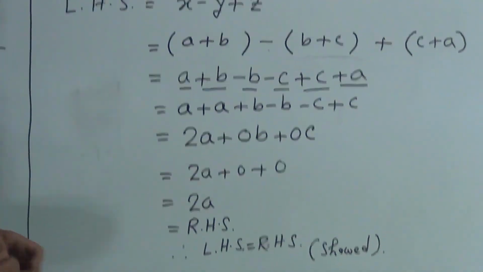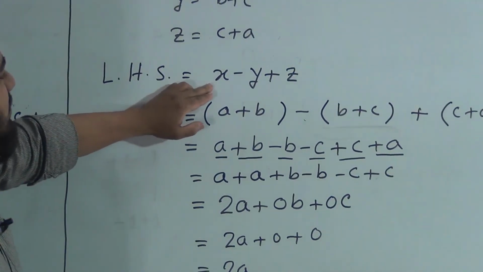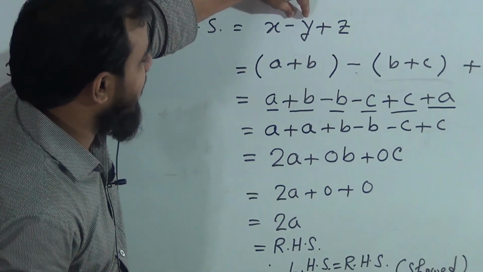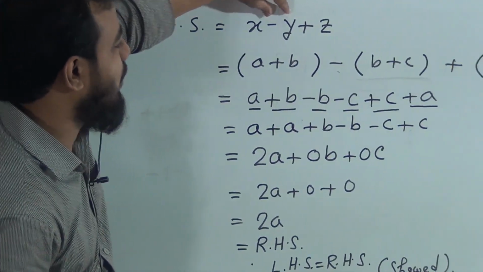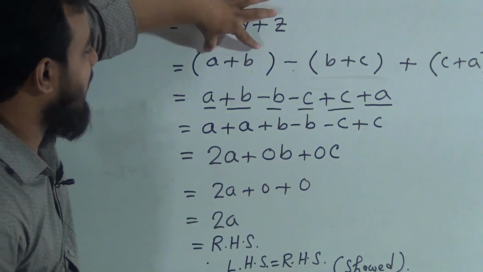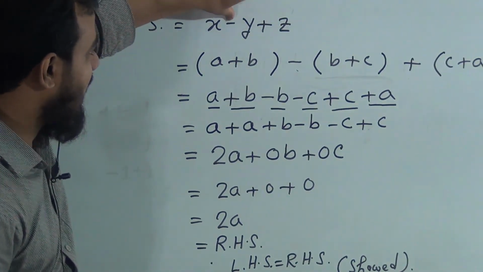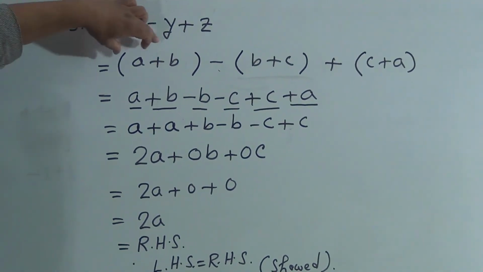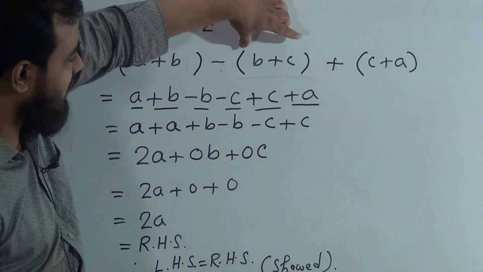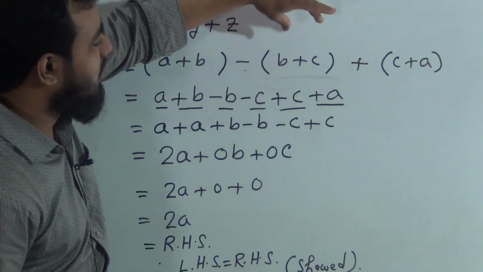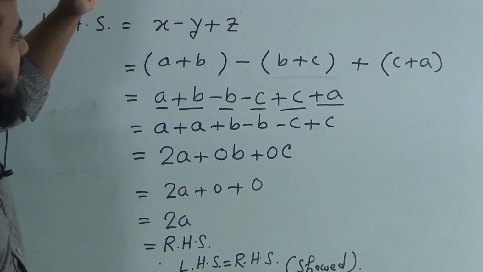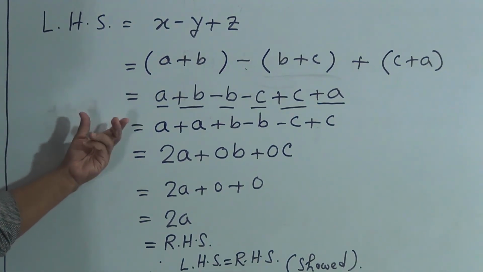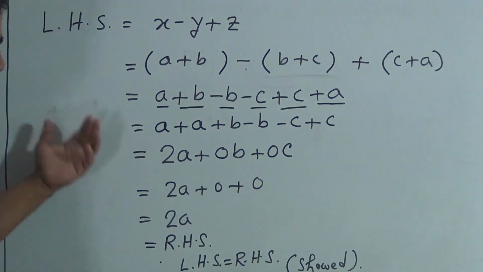Again, I am telling you that we have to prove that x minus y plus z equals twice a. Okay, here is a minus sign. That is why when we put the values of x, y and z, we should use the bracket sign because of this minus sign. Okay, after that we should omit the brackets. Which bracket has plus sign, those terms will remain unchanged, but which bracket has minus sign in front, those terms' signs will be changed. Okay, after that we should arrange the similar terms, then we should add or subtract. It's a very easy process.